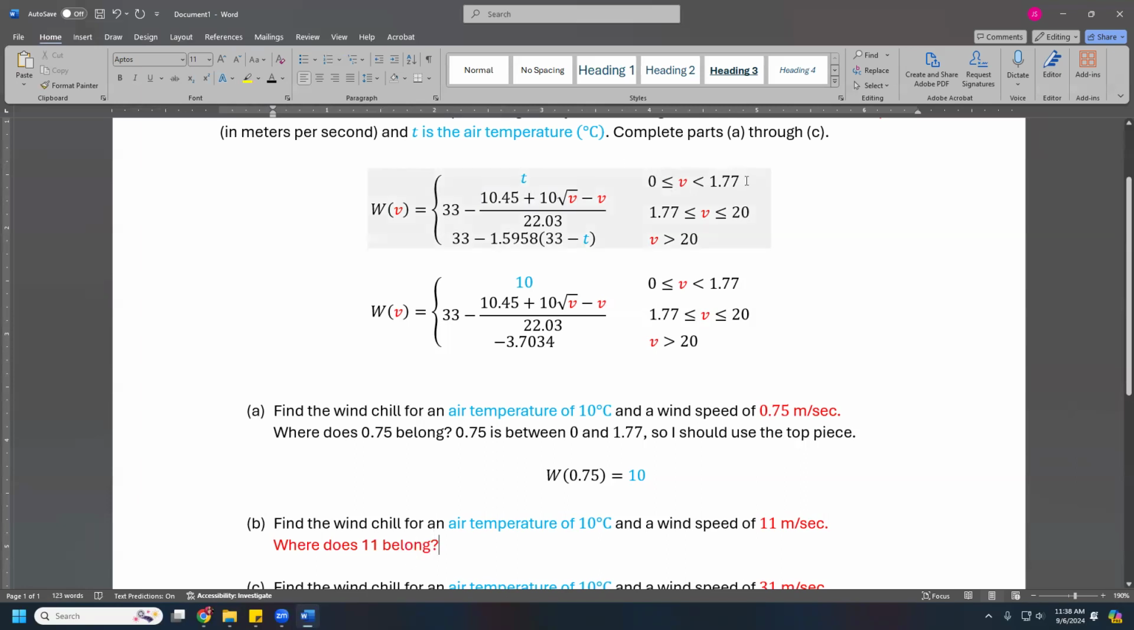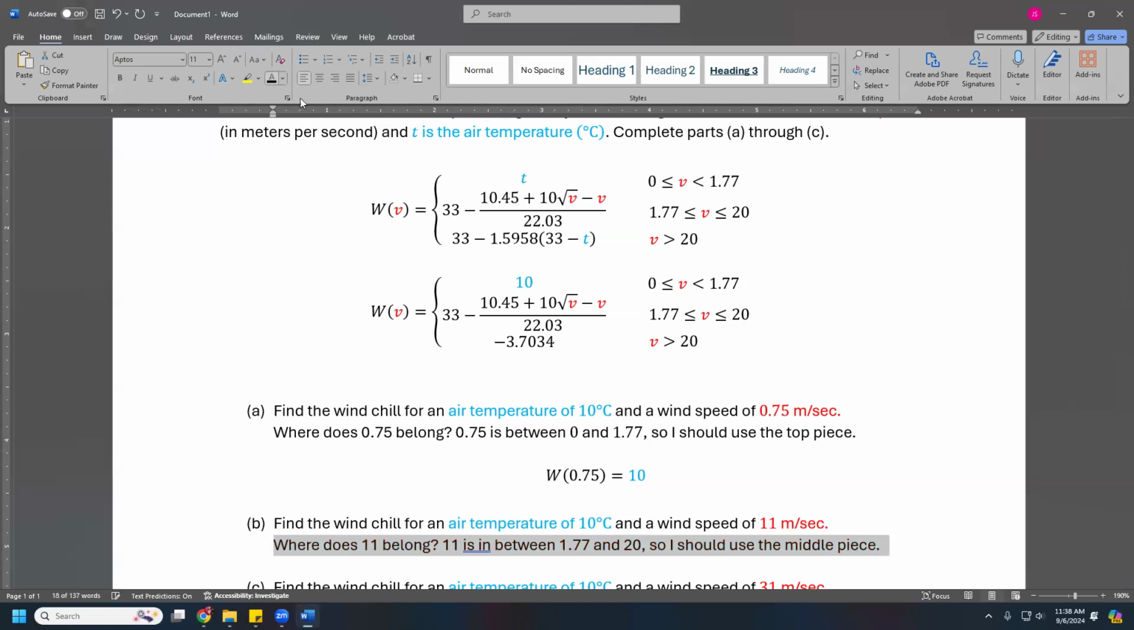Well, this first top piece, it stops at 1.77. 11 is way bigger, so I need to move on. This one is 1.77 all the way up to 20. That's where 11 belongs. 11 is in between 1.77 and 20. So I should use the middle piece.